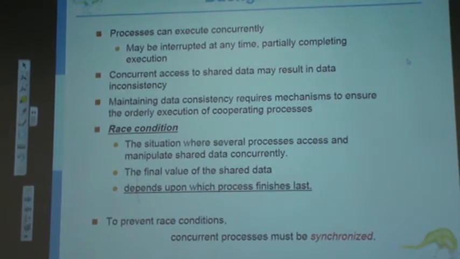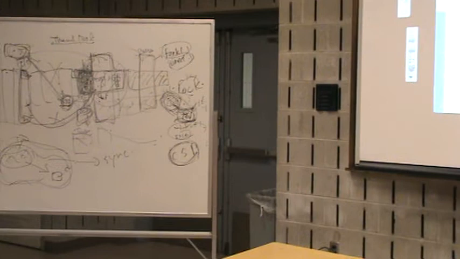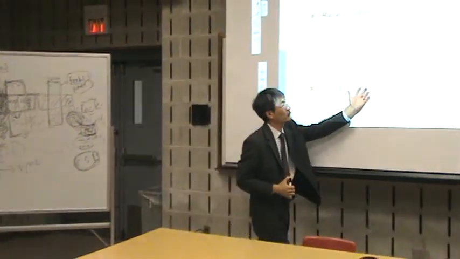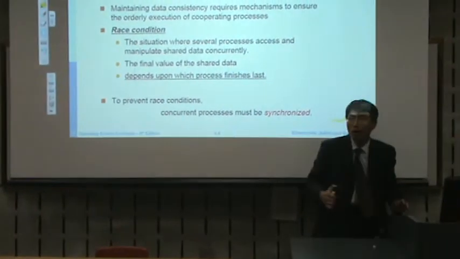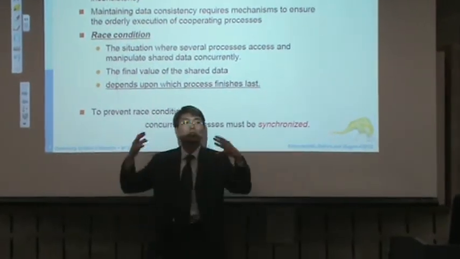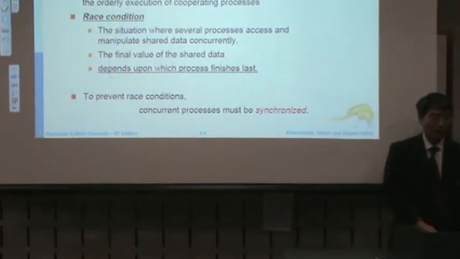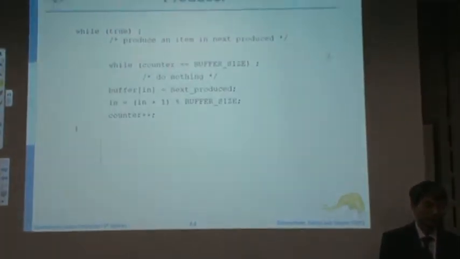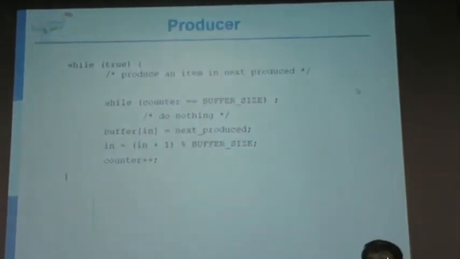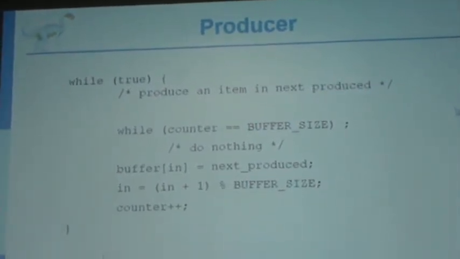So first, multiple processes, second, shared data, and last, modified. At that time we have the race condition. We need to prevent such a race condition to keep your operating system synchronized. We are going to adapt the producer and consumer problem to discuss such synchronization.